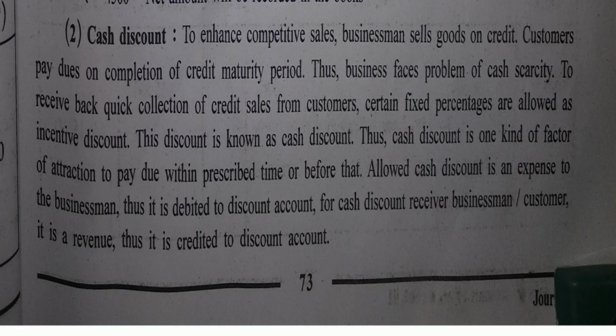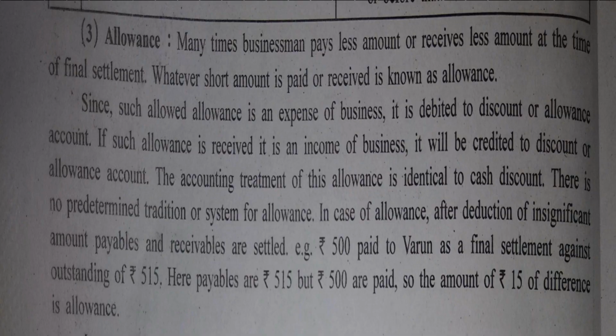See, you also have a topic of cash discount given to you in your textbook. And you obviously know why discount is given. Yes, for quick collection of money, for attracting customers, etc. And lastly, it is allowance. Yes, this is what it is, a very nominal amount.